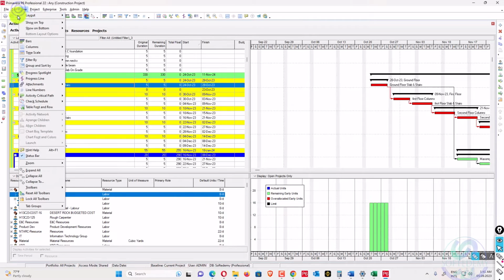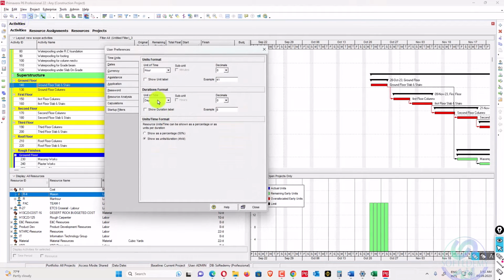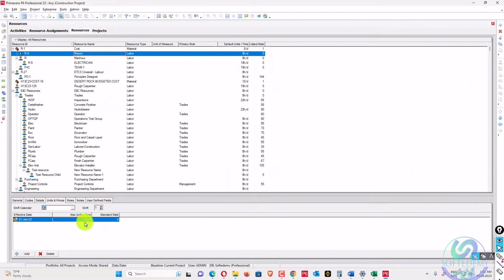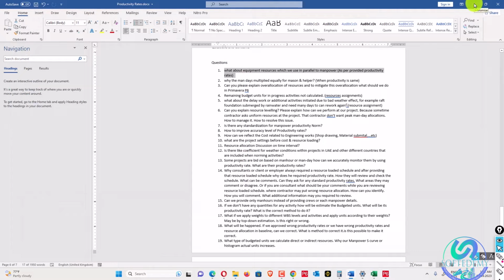So also in the user preferences, you can go here and you can change, you can show the labels, show label. So in the resources, when you see here 12 hours per day is your maximum limit to consume a mason. So it's like that one. The concept of resource allocation in Primavera P6 is like that one. The maximum units per time you decide in resources will consider your allocation.